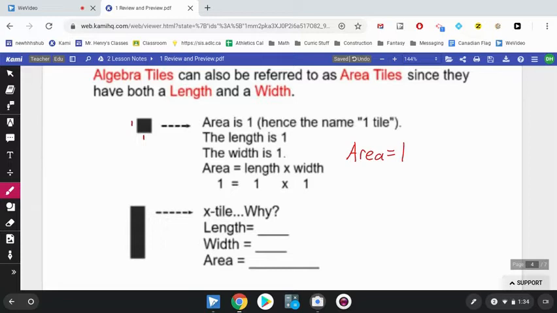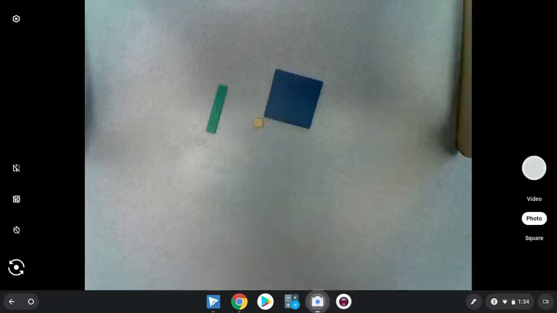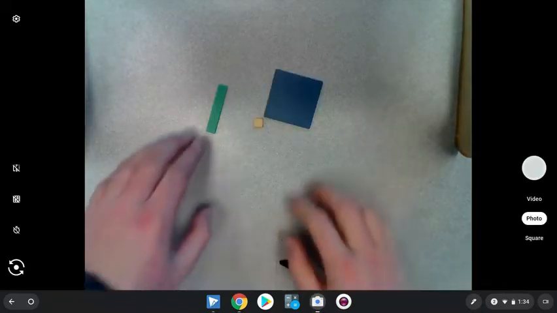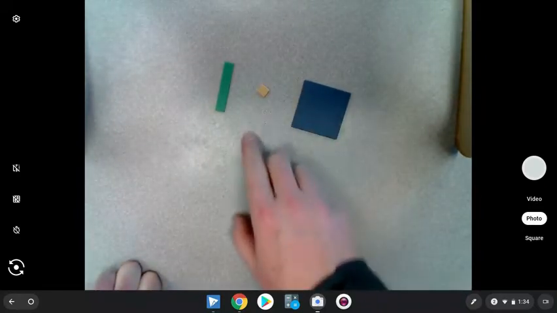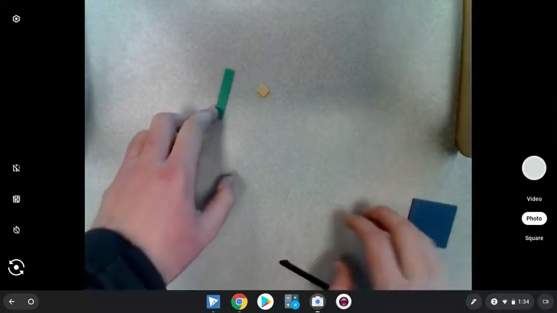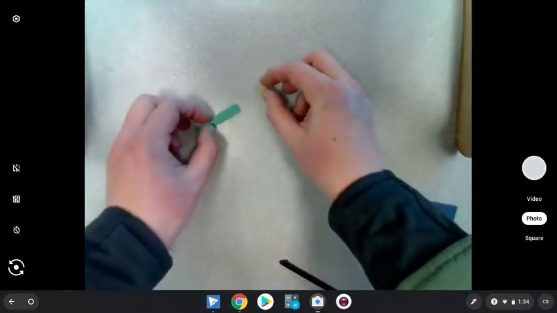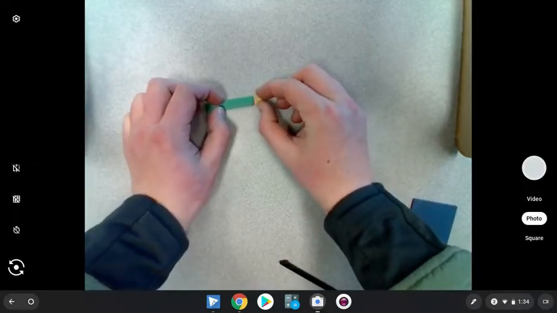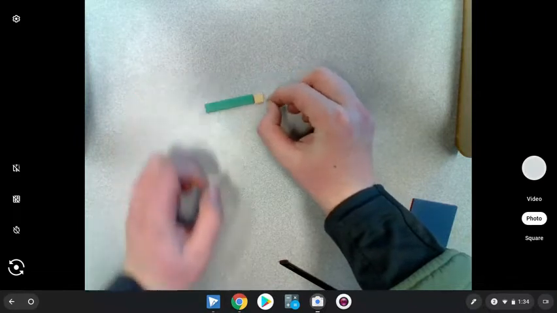Well, the length... And something I want you to notice, and something I'll show you, I'm going to pull up some physical tiles. Okay, here are my tiles that we'd have in the classroom, different colors, but same idea. This is the ones tile that we just talked about. And what I want you to notice is it perfectly lines up with the side of an X tile.